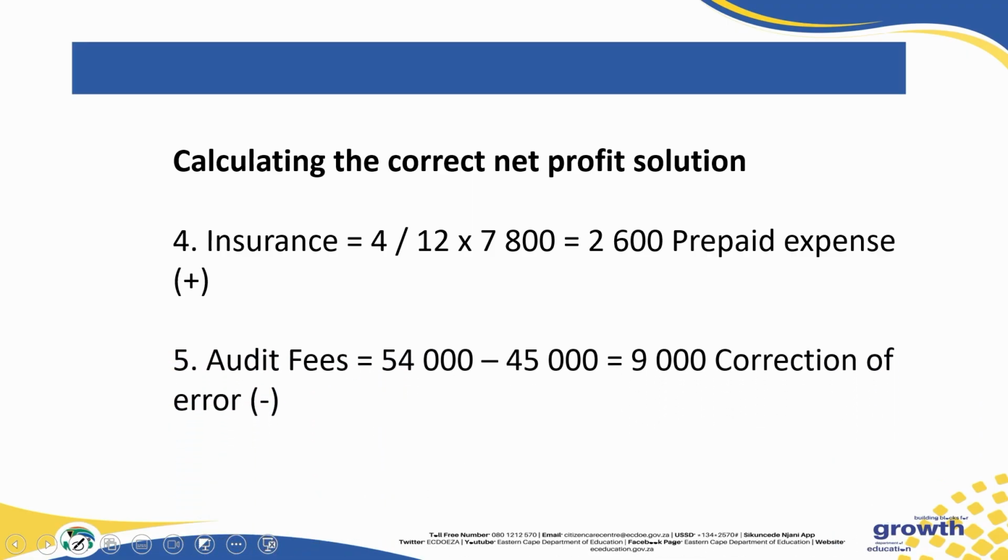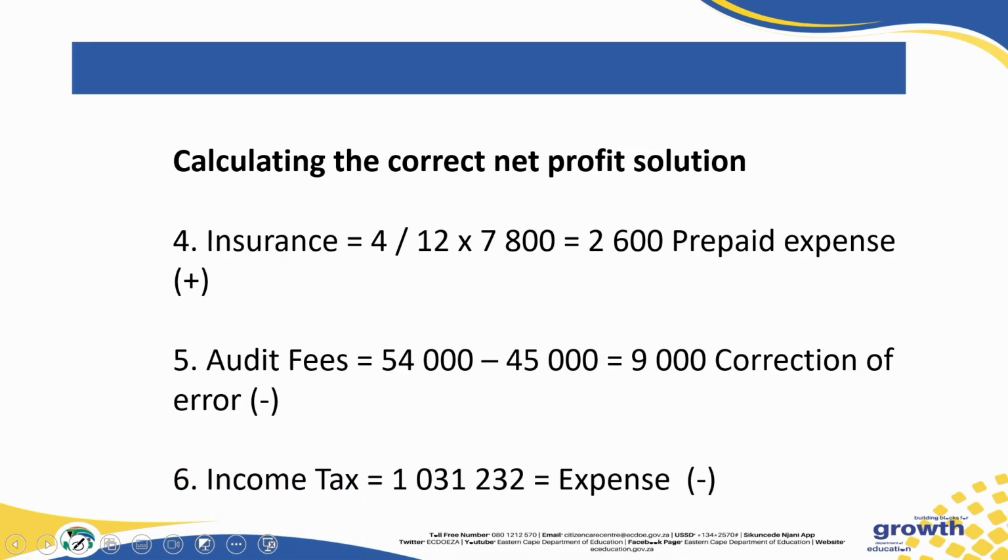Number 5, the audit fees. We need to do a correction of error. We recorded it as 45,000 Rand, whereas we were supposed to record it as 54,000 Rand. So we need to minus a further 9,000 Rand for the correction of error, and that we are going to minus at the end. And then lastly, our income tax, which was given to us as 1,031,232, which is an expense, and an expense we would minus it.